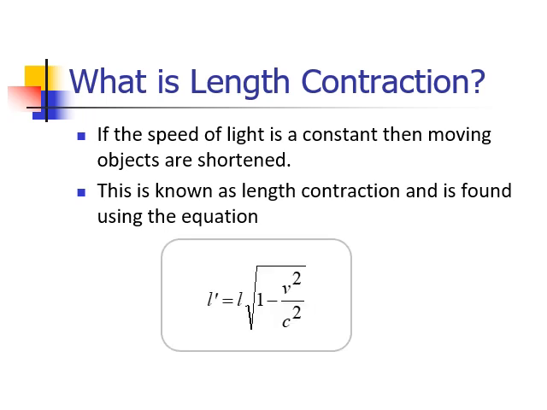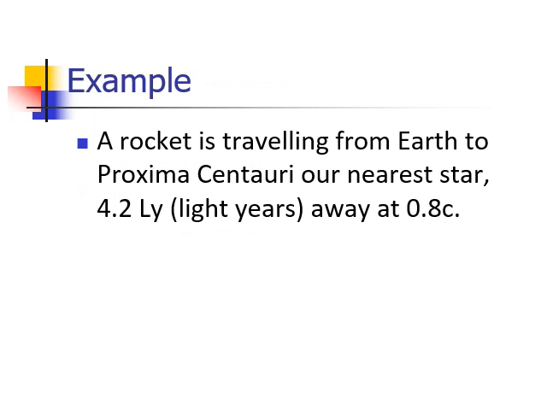The length contraction, so the contracted length L dash, is equal to the actual length times the square root of 1 minus v squared divided by c squared. Let's have a look at what this might mean.